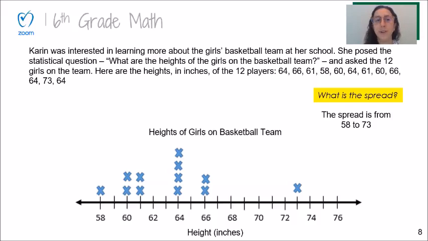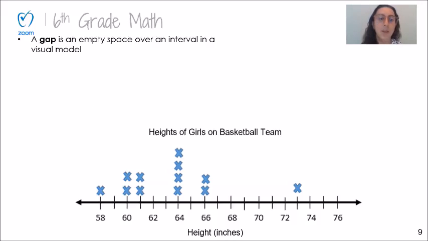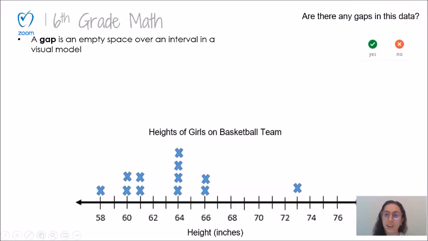Those were pretty straightforward, so now we're going to look at a few other ways in which we classify data. The first is called a gap. A gap is an empty space over an interval in a visual model. So my question for you is, are there any gaps in this data?